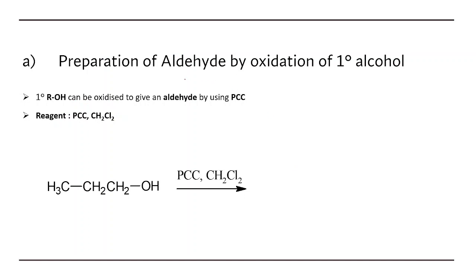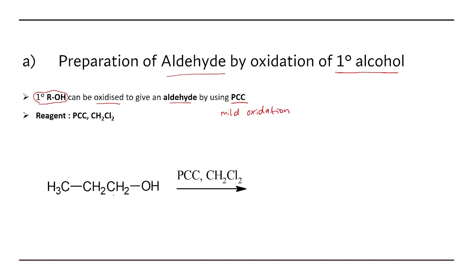So we can prepare aldehyde if we are using primary alcohol. Primary alcohol can be oxidized to give aldehyde using PCC. PCC is a mild oxidation reagent. Mild oxidation reagent.